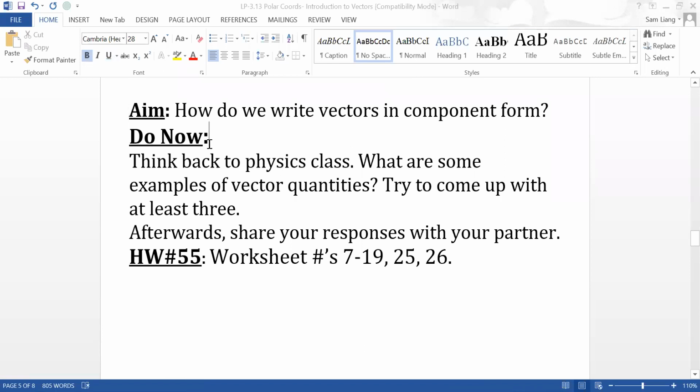For your do now, I want you to think back to physics class and think of some examples of vector quantities. Take about 30 seconds to think about that, and then afterwards I'll have you type in the chat.